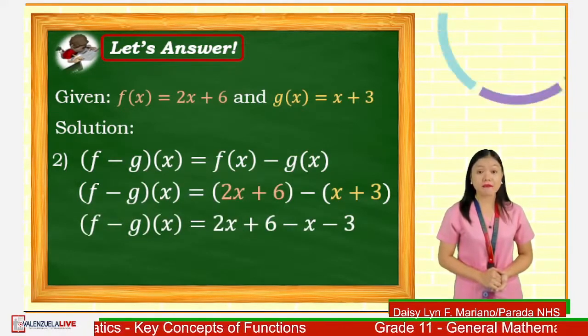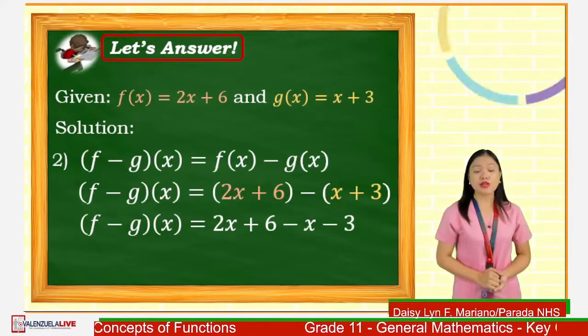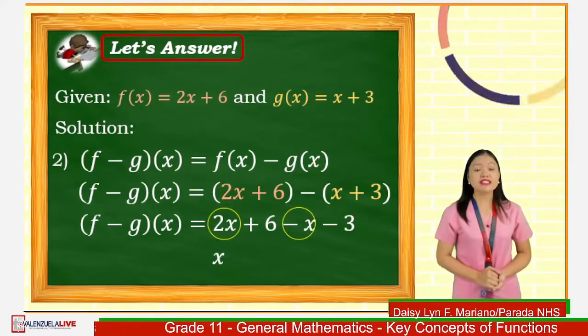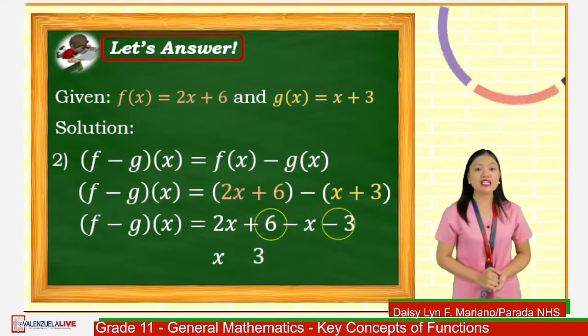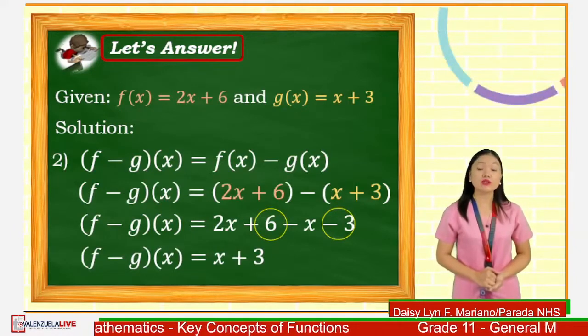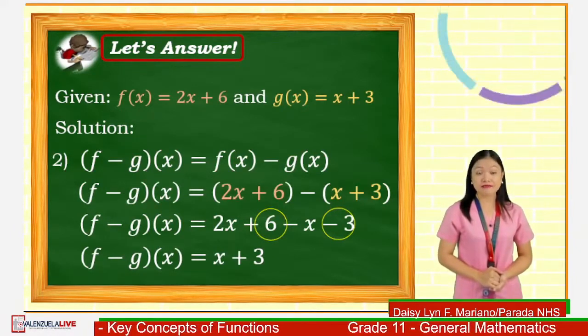minus 3. Combining similar terms, we have 2x and negative x as x, 6 and negative 3 as 3. So, f minus g of x is equal to x plus 3.